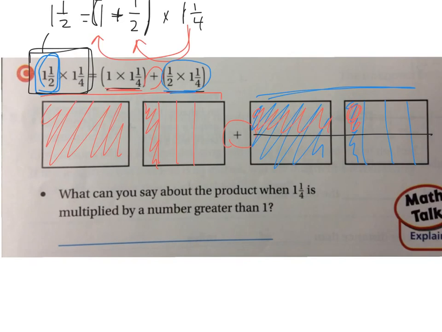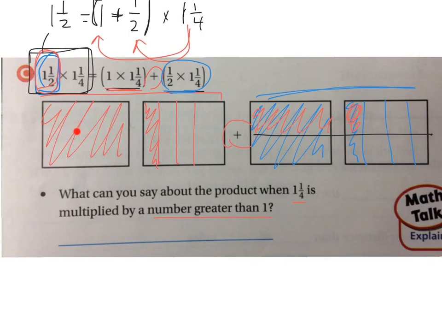What does it mean when it says 1 1/4 is multiplied by a number greater than 1? What is the number greater than 1 that we're multiplying by here? Remember when I said a fraction less than 1, it was 1/2? What is the number greater than 1 that we are multiplying by here? Adam? 1 1/2. Is that bigger than 1? Yes. So what happens to the product?